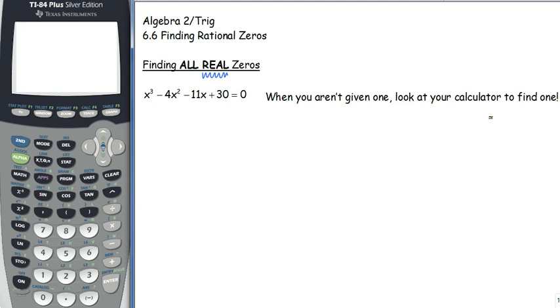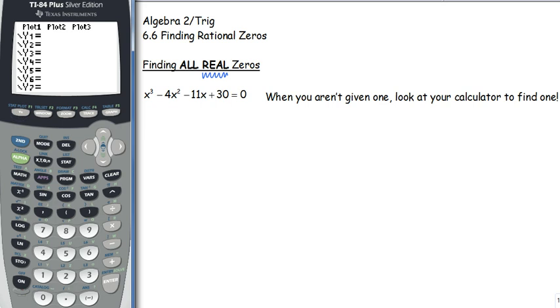Well, we know that 0 is the same thing as a root, which is the same thing as an x-intercept. So we go ahead, we press our y equals, we enter our equation in, x to the third minus 4x squared minus 11x plus 30. And notice that I have it set equal to 0. Remember, we're trying to find where this graph crosses the x-axis, so we've got to plug 0 into y2. If you don't plug 0 into y2, you're not going to be able to find a 0. Go ahead and press graph.